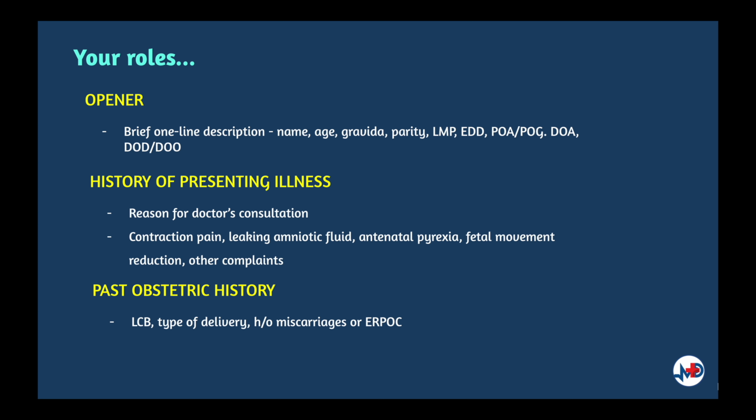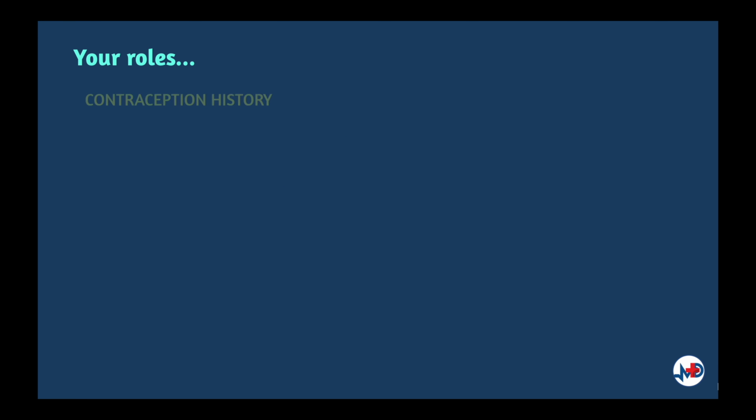Next would be the past obstetric history. Here you would need to include the years of delivery, most importantly the last childbirth. Type of delivery, whether it was a spontaneous vaginal delivery or a lower segment cesarean section. History of miscarriages or ERPOC, which is evacuation of retained products of conception. And also do ask the conditions of their babies post-delivery, such as their weight, their gender, and their viability.